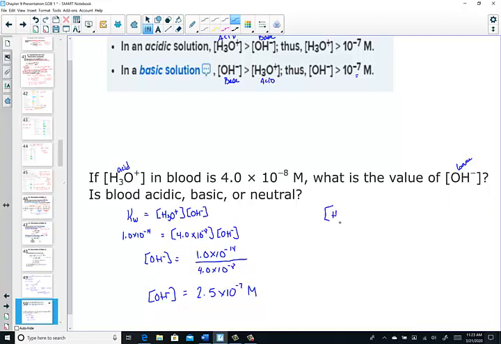We have the H3O plus given to us as 4 times 10 to the negative 8th. We just solved for hydroxide as 2.5 times 10 to the negative 7th. When you multiply those two numbers together, you get 1 times 10 to the negative 14th. Which number is bigger?